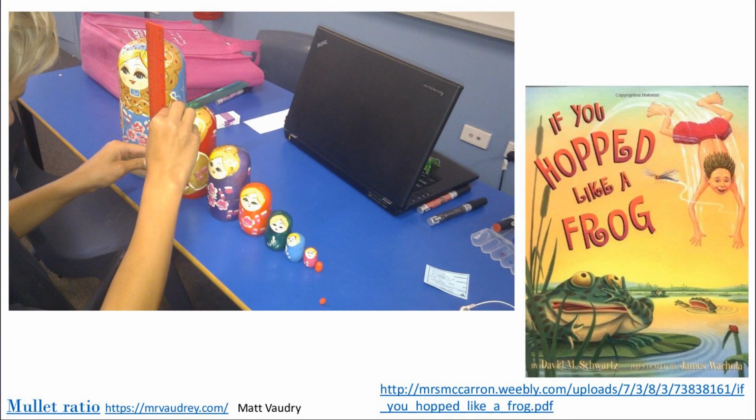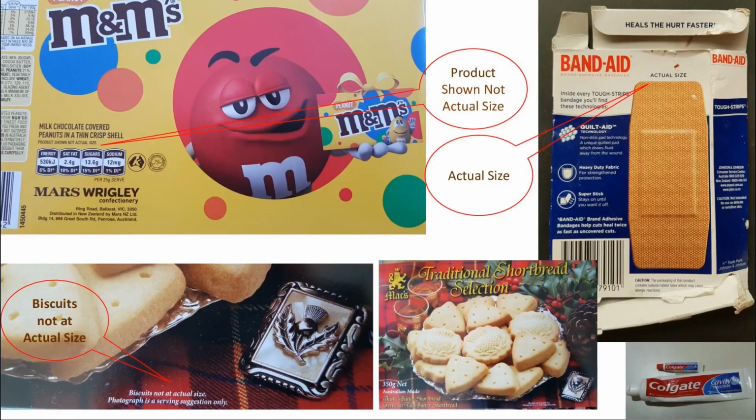Thanks, Lee. If you hopped like a frog, there's a PDF, and it's like, if you hopped like a frog, how high could you jump? And it's that idea that it's a scale factor thing. So there's just a few of the different things that I've done.